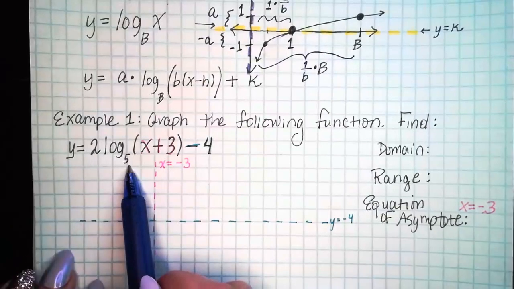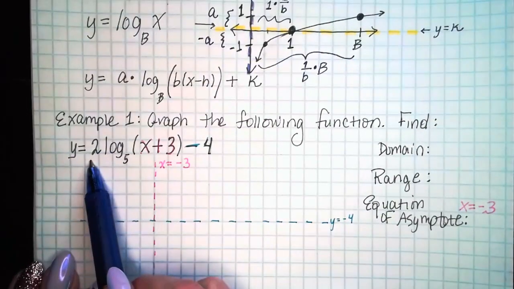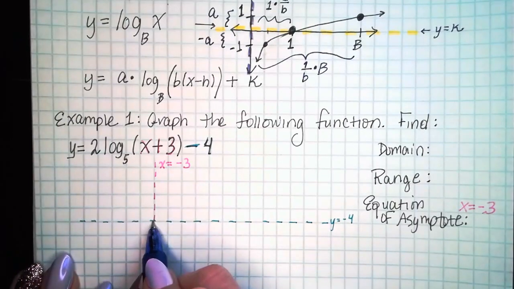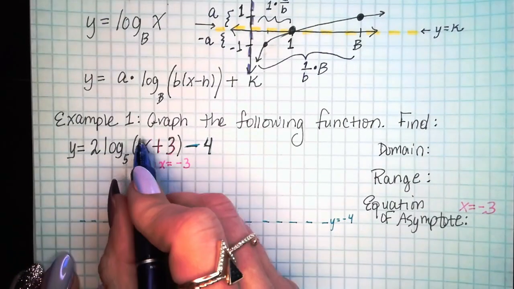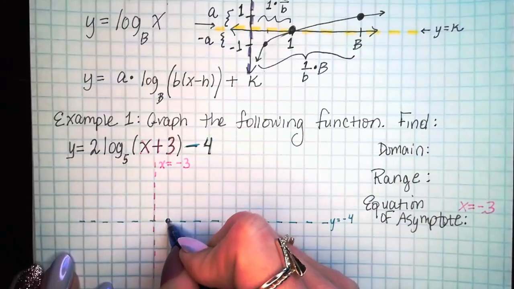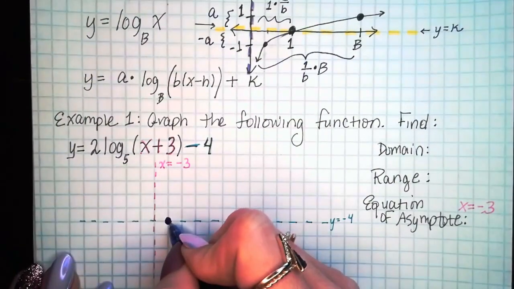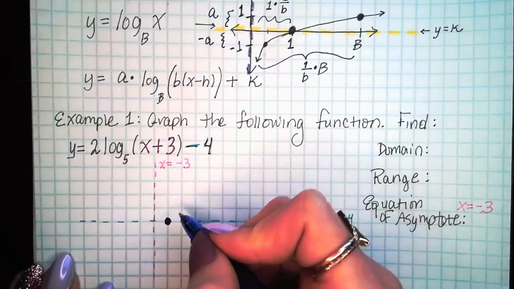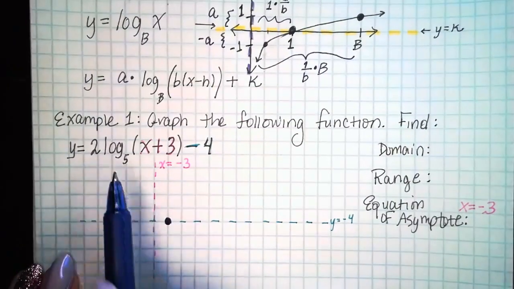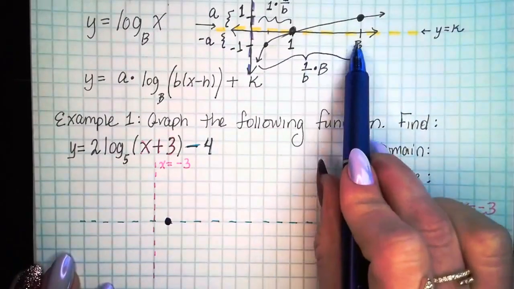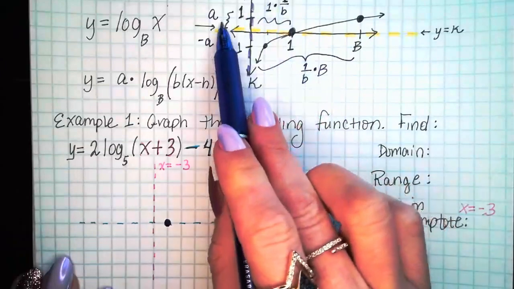I have a base of 5, and I have a vertical stretch of 2. Normally I would go over 1 and up none from this crosshair. I don't have a horizontal stretch or compression, so I could still go over 1, up none, because a vertical stretch of 2 on 0 is still 0. Next, I'd go over the base, 1, 2, 3, 4, 5. Go over the base, and then I'd go up a.